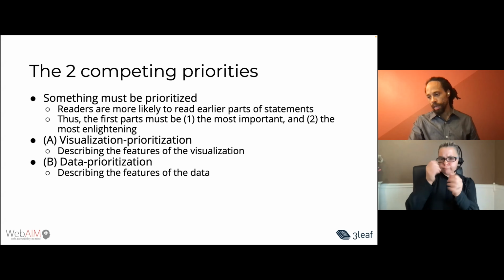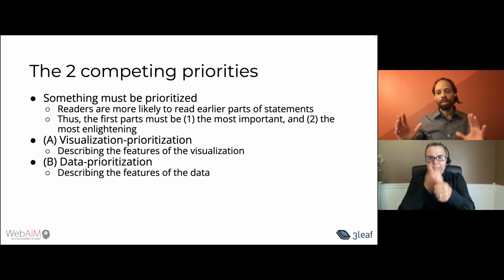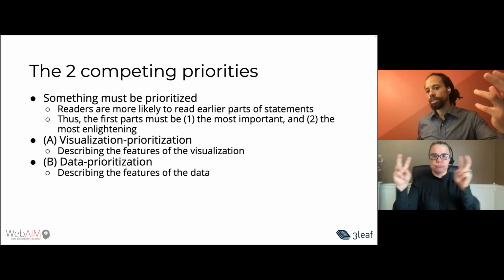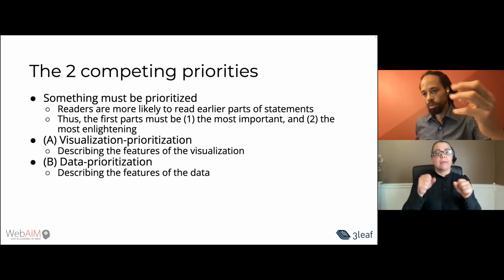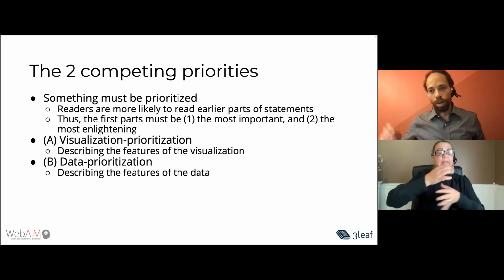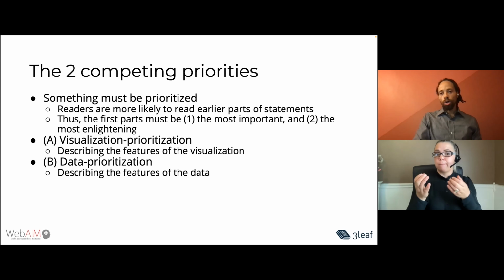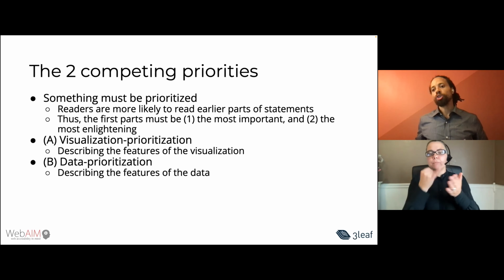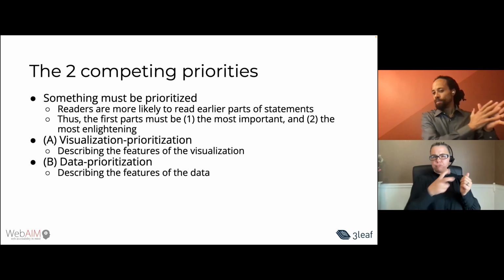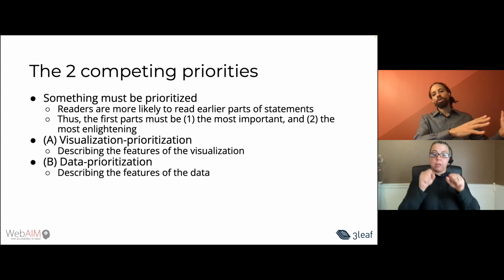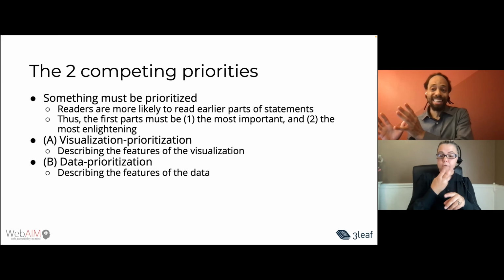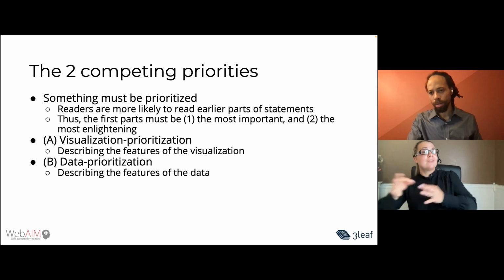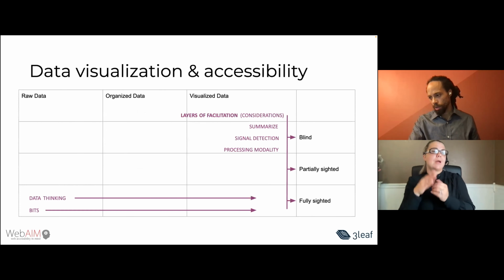There are two competing priorities when we're thinking about how to do this. We can think about prioritizing describing the visualization versus describing the data. So if someone draws you a graph and you say, okay, how do you put this in an audio format? You can focus on describing the features of the visualization itself, or you can shift the primary focus to describing the data and making that clear, and then describing the visualization. And some of these examples will become clear as we're walking through them.